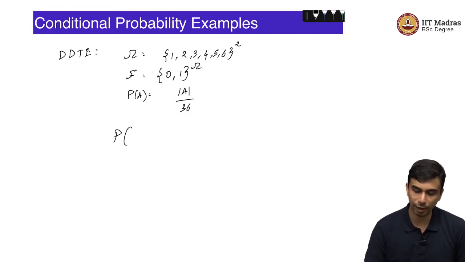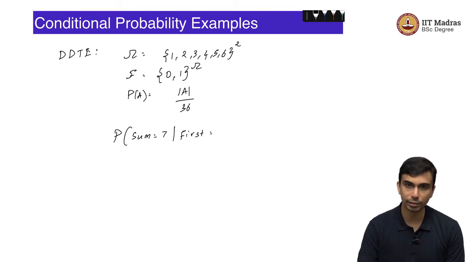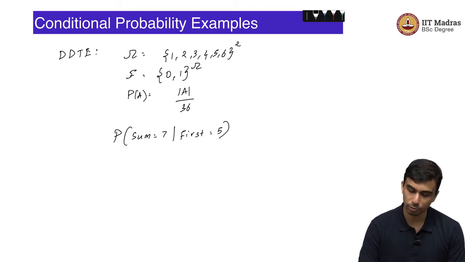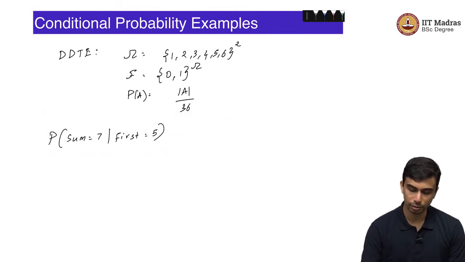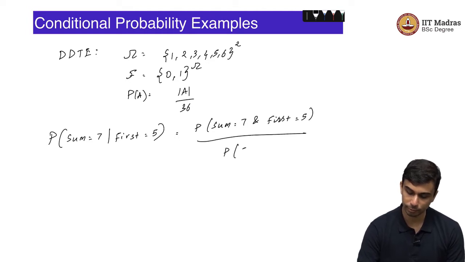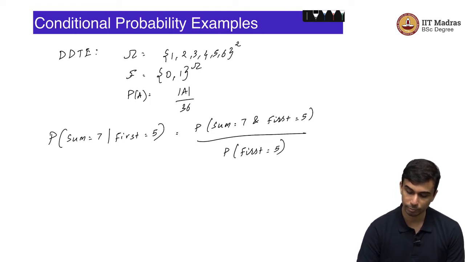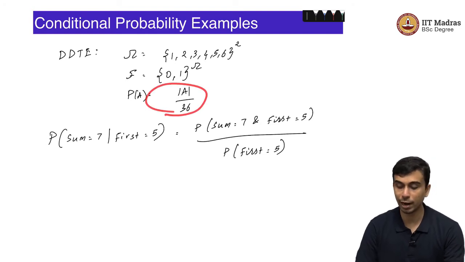So in this double dice throw experiment, I can ask the question, what is the probability of the sum of the dice being 7 given that the first die throw equals 5? Well, using the definition of the conditional probability, this is equal to probability of sum equal to 7 and first equal to 5, divided by probability of first equal to 5. So what is the probability of sum equal to 7 and first equal to 5?